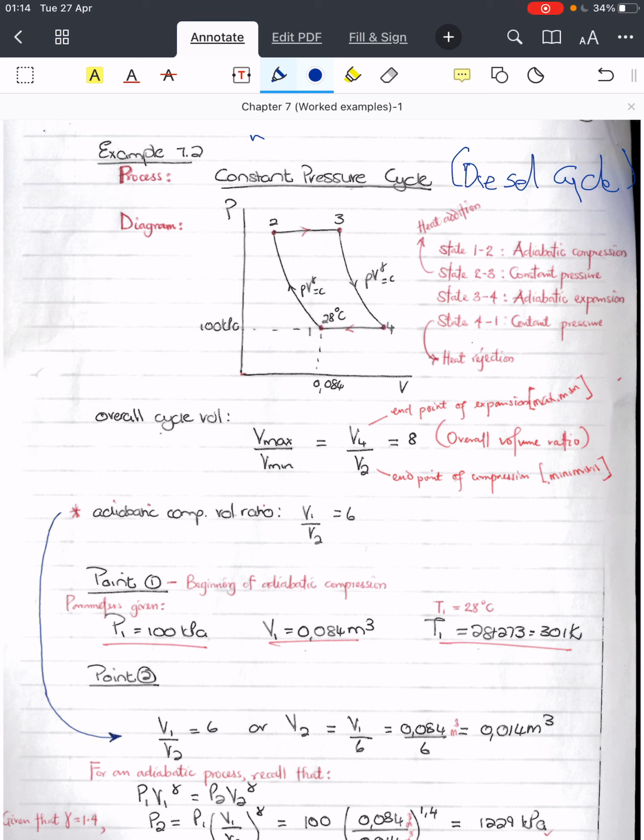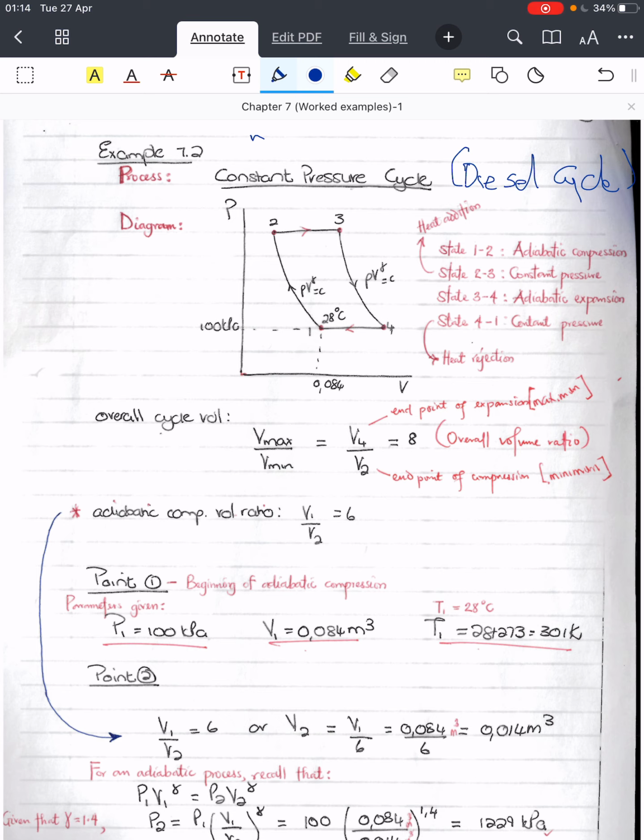It moves on to say the volume ratio of the adiabatic compression is 6:1. The pressure, volume, and temperature of the air at the beginning of the adiabatic compression are 100 kilopascal, 0.084 meter cube, and 28 degrees centigrade. We've also been given the gamma value as 1.4, and the molar heat capacity as well. As in the previous question, we are being asked to calculate the pressure, volume, and temperature at the different points. Remember we've got 4 points.